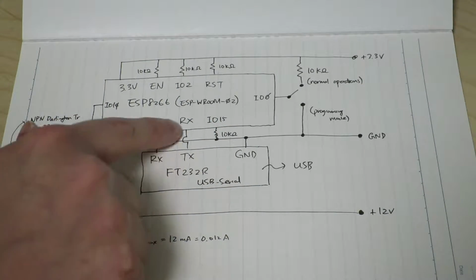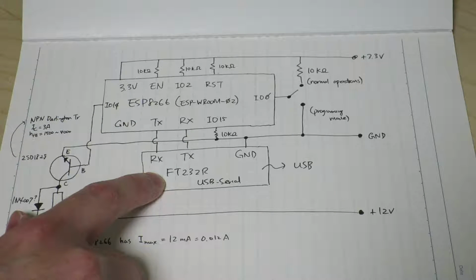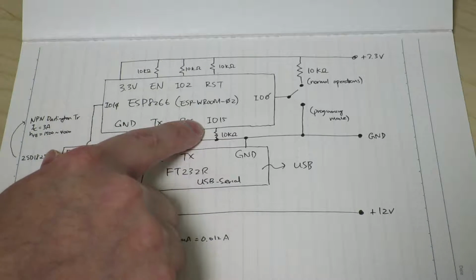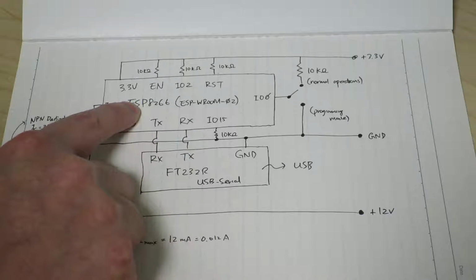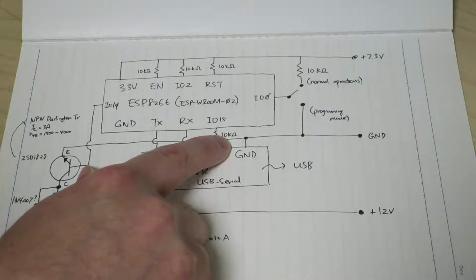And the RX and TX pins are connected to the module, so I can program the ESP8266 using the USB port. Oh, I forgot to mention that the IO15 pin of the ESP8266 has to be pulled down to ground using a 10 kilo ohm resistor.